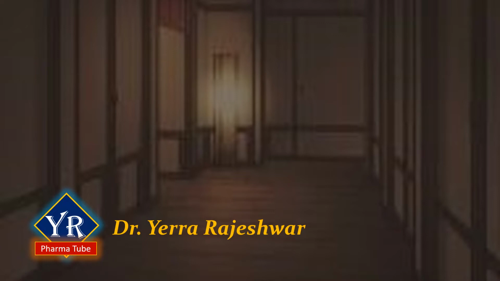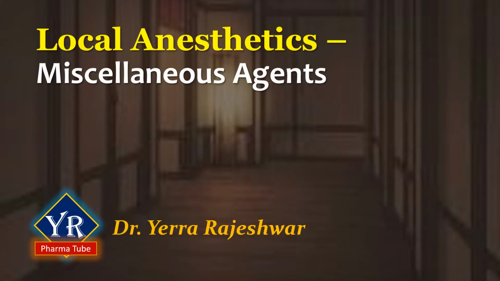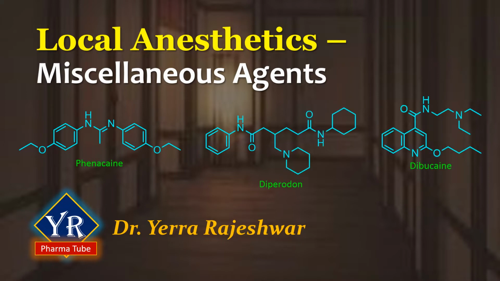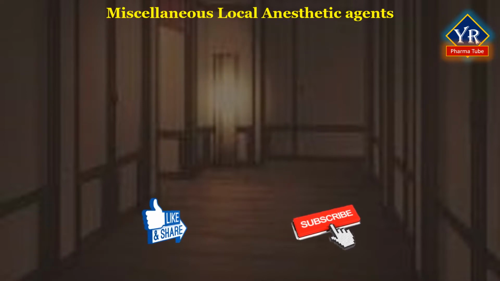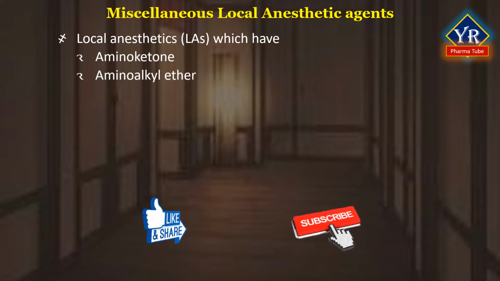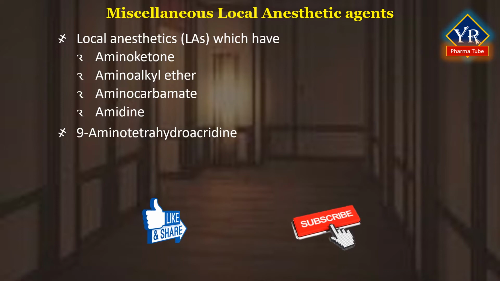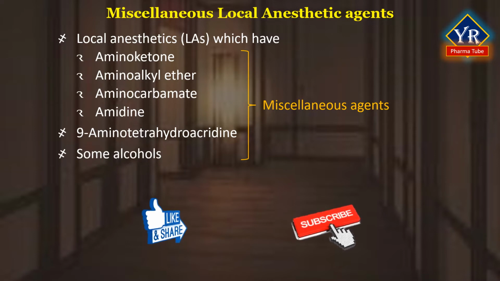In this lesson, we shall discuss the miscellaneous agents of local anesthetics such as Phenacaine, Diperodon, and Dibucaine. In this miscellaneous category, we discuss the local anesthetics which have amino ketone, amino alkyl ether, amino carbamate, and amidine functionalities. An individual agent with a 9-amino tetrahydroacridine heterocycle is also mentioned. Also, some alcohols with local anesthetic activity will be described. All the compounds containing these functionalities are found to be effective local anesthetic agents.